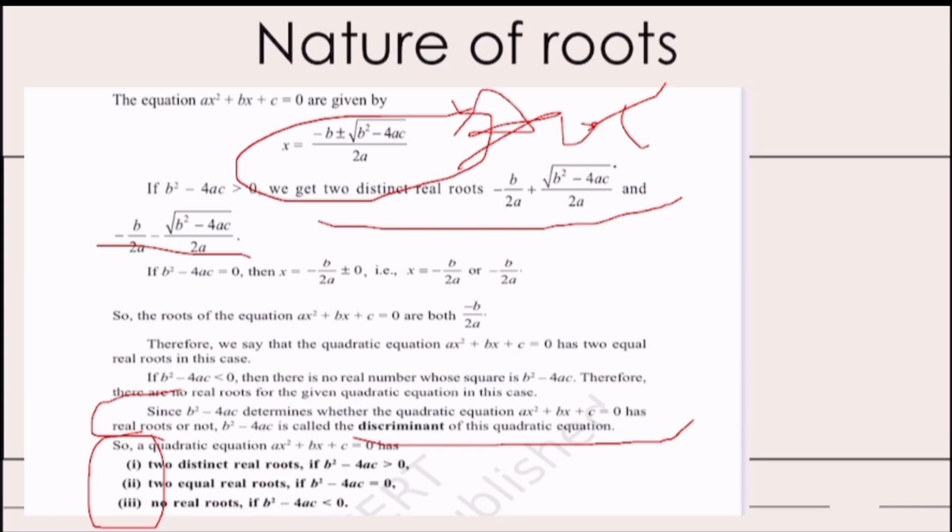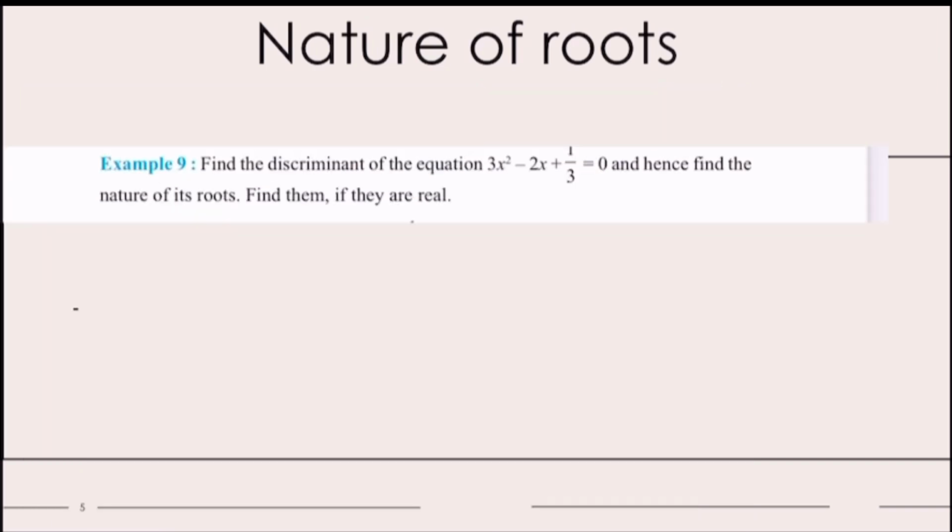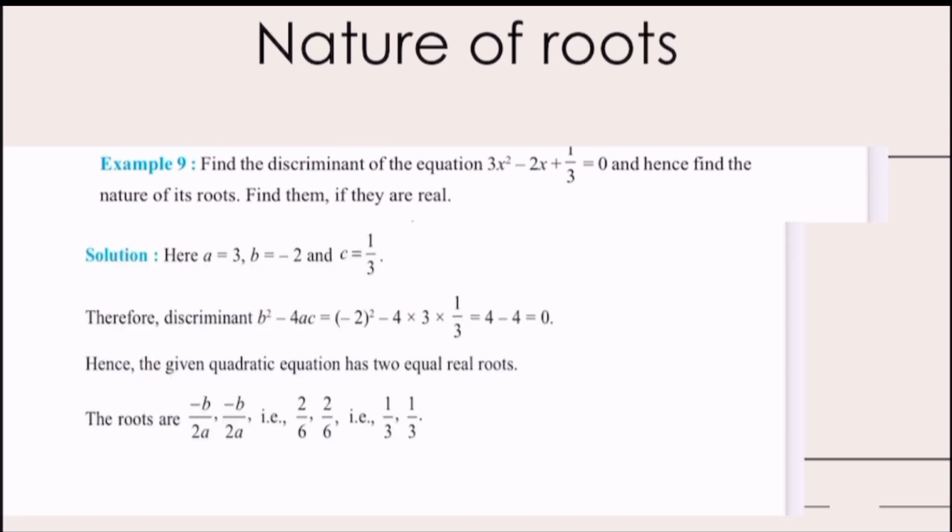It's important. Here I have given a question related to nature of roots. Find the discriminant of the equation 3x squared minus 2x plus 1 by 3 is equal to 0 and find the nature of roots. Find them if they are real. So this is really easy. So here we can take a is equal to 3, b is equal to minus 2, please don't miss the minus sign over here, and c is equal to 1 by 3. By using the formula b squared minus 4ac, we will get it's equal to 0. So hence we'll get that it has 2 equal roots.